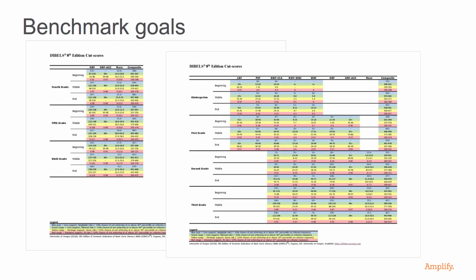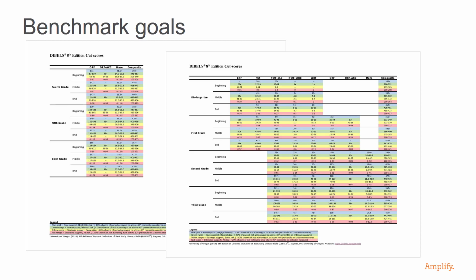The benchmark categories are determined by goals that are set for students at each time of year. This slide shows the benchmark goals for each measure, and they are based on longitudinal research examining how a score on a measure at a point in time predicts later reading outcomes.